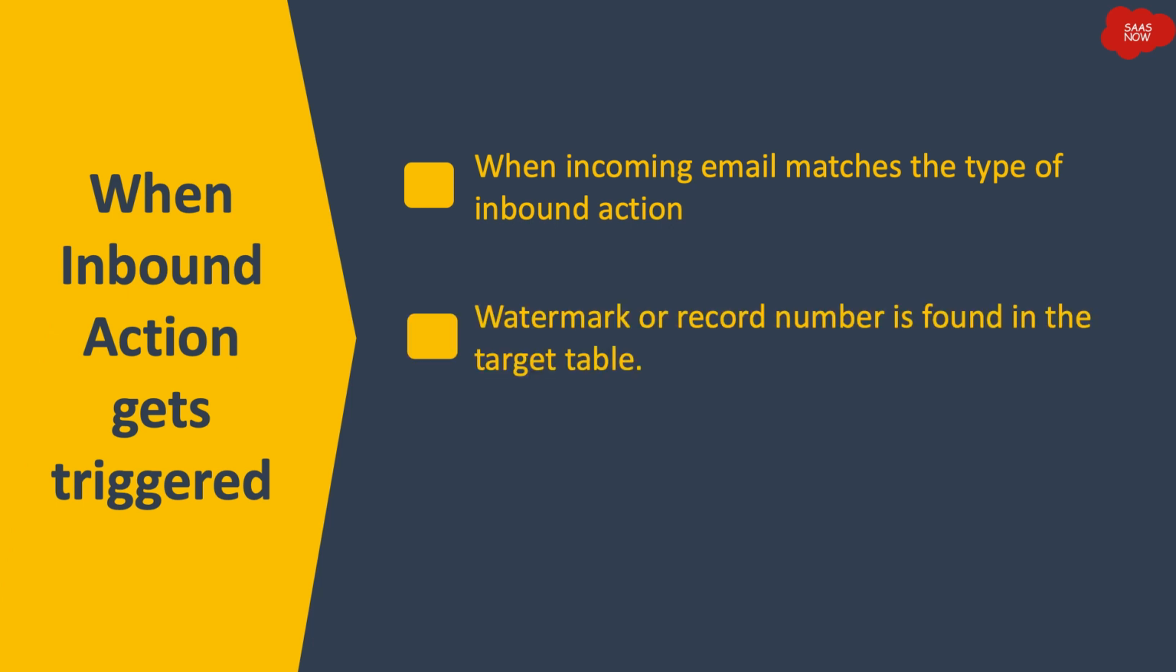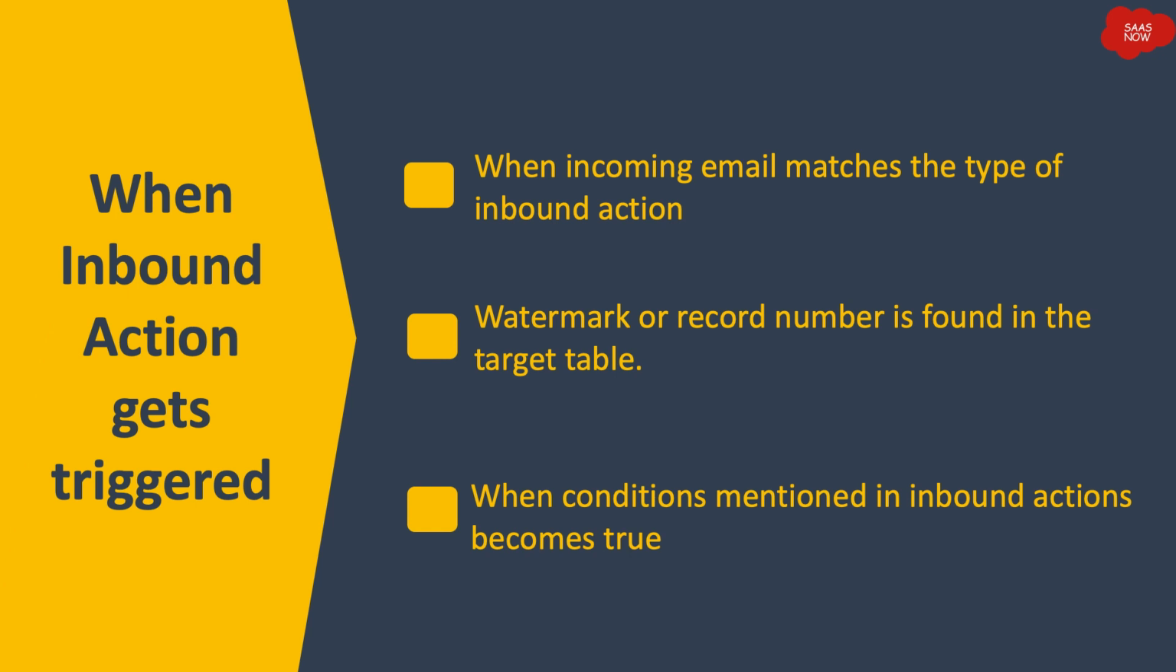Then the watermark or record number is found in the target table. And the third one, when conditions mentioned in inbound actions become true. So basically, when all of these three conditions are matched, then the inbound action is triggered. Else it skips that inbound action and evaluates other inbound actions available in the system. So in order to run an inbound action, all these three conditions should be met.